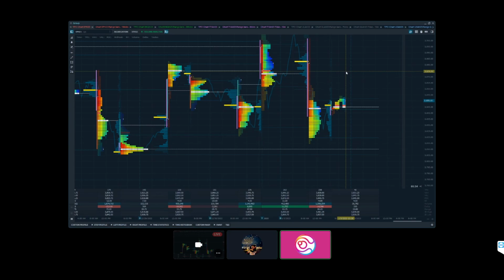Truth be told, the market profile is not a trading signal generator. I don't know what to call it, right? I don't trade off the market profile, but it does give me context on what's happening.